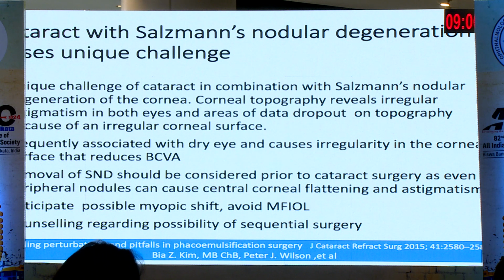These are fairly easily treated, so you may have to counsel the patient regarding the possibility of sequential surgery, in the sense that they may need the superficial keratectomy first, and after that, once the surface is stable, although some amount of Bowman's irregularity remains even after removing the nodules, the patient should be counseled that they may need a sequential surgery.